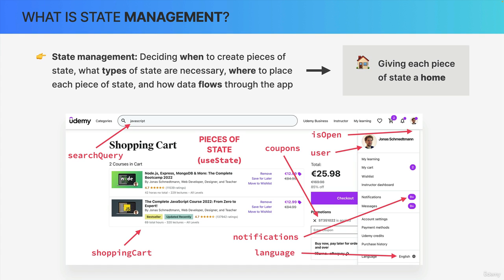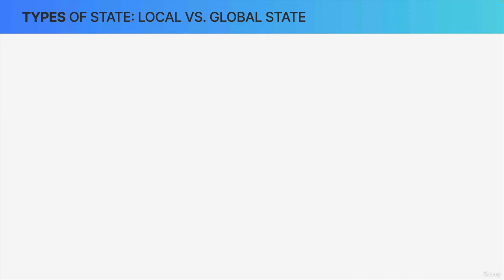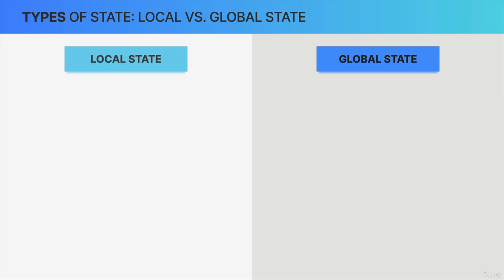even global state. And speaking of global state, let's actually analyze the difference between the big two types of state that exist in React: global state and local state. Now, this will only become more important to us later on, but let's still start learning about this inside this thinking about state section. So, in React, each piece of state is either local state or global state.